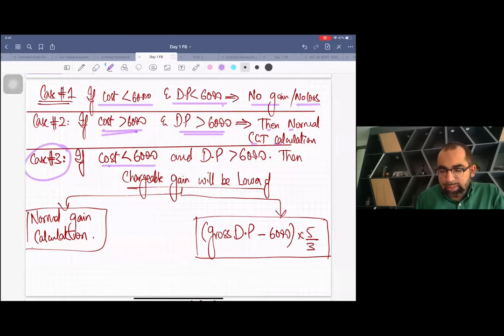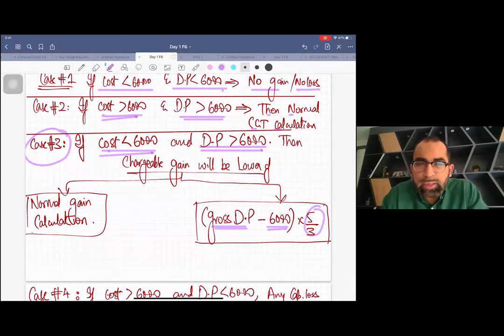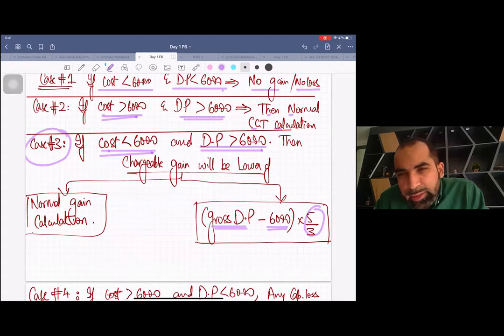Case 3 and case 4 are special cases. Case 3: if cost is less than 6,000 and DP is greater than 6,000, then the chargeable gain will be the lower of two workings. First, do the normal gain calculation. Second, gross DP minus 6,000, times 5/3. Whichever answer is lower will be your chargeable gain. This is for case 3.